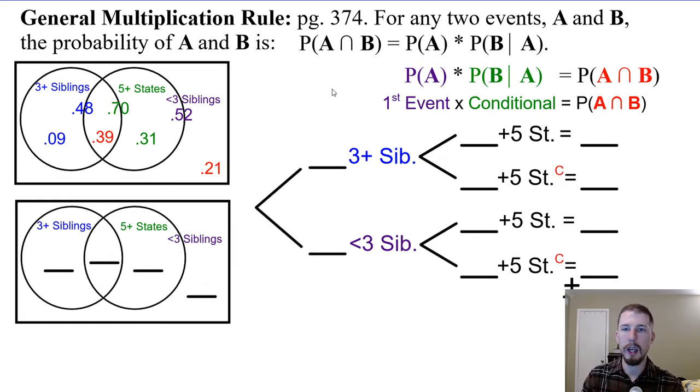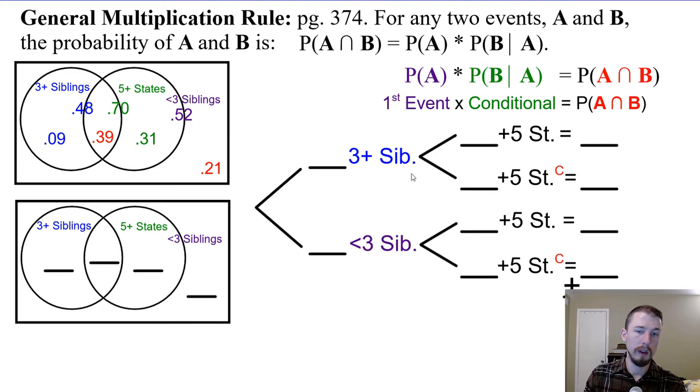So our general multiplication rule allows us to have 2 events that are not independent. When they were independent, we could just multiply them together to find out what the overlap would be. But if they're not independent, we have to use a conditional probability. So the probability of event A and B occurring is the probability of A times the probability of B, given that A has already happened. Conditional probability is best modeled with tree diagrams.